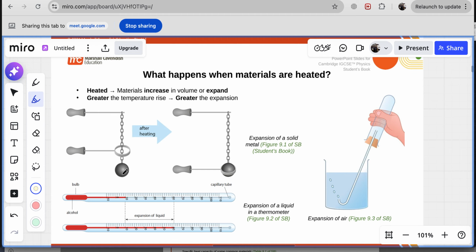Now take a look at this metal ball. Before heating, it could easily pass through this ring. But after heating, it finds it difficult to pass through. Why? Because the ball has been heated and it has expanded. It has increased in size, maybe not noticeably to your naked eyes, but if you try it with the same ring it used to pass through, it cannot easily pass through because the metal ball has expanded.